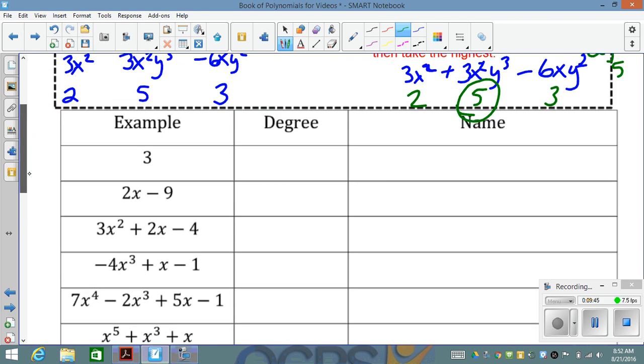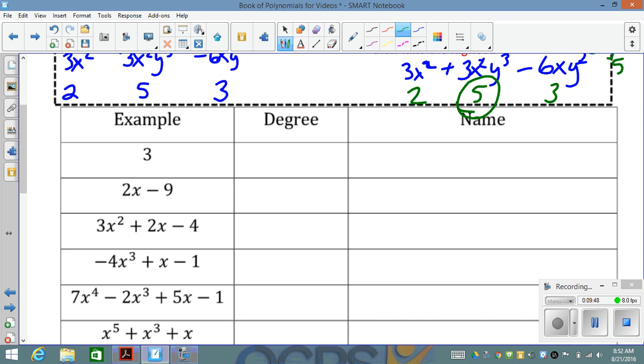And I want you to notice here, all of these only have one variable. So I'm not going to need to do any adding. I'm just going to be choosing the highest. Now, the first example is a little bit tricky because there's no variable. Anytime there's no variable, it's a degree of 0. And the reason that's true is because x to the 0 is equal to 1. So I don't write the variable because it's 1, right? A degree of 0, we say, is a constant, because 3 is not varying. It is constant.